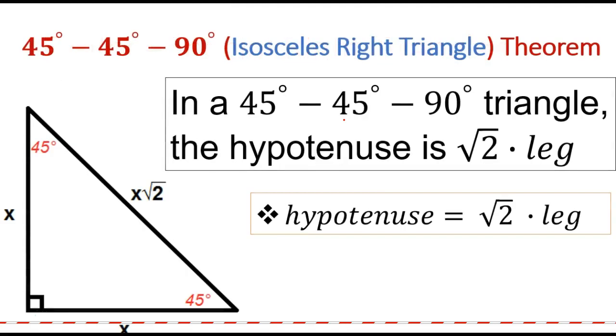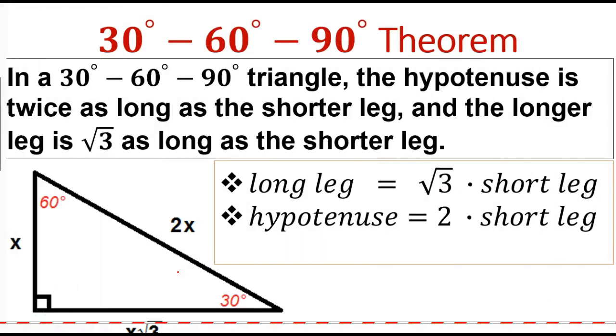So here now, put them together. In a 45-45-90 triangle, which is called an isosceles right triangle, the hypotenuse is square root of 2 times the leg, which we derive from the diagonal of a square. Get that? This is also in your notebook, so you copy it in your notebook.